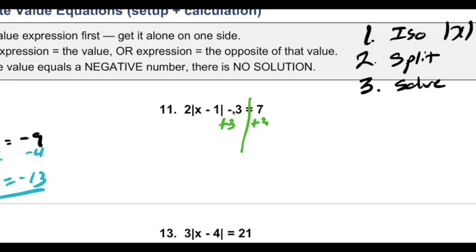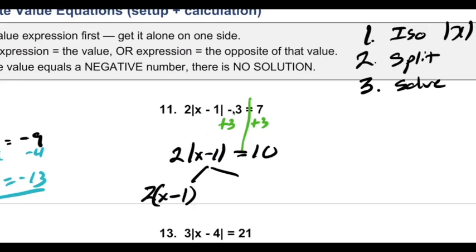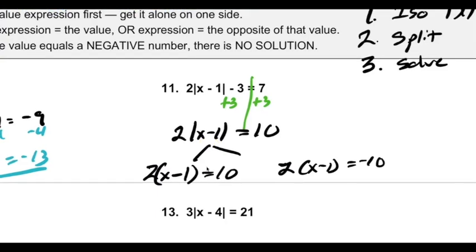Plus 3 plus 3, I get 2x minus 1 is equal to 10. And then I'm gonna split it here. It's just easier. So 2x minus 1 is equal to 10, and 2x minus 1 is equal to -10. Now again, it's a little nicer if you just divide by 2 first. It makes it a lot easier. But people tend to freak out, so I just kind of do it here. Maybe the next one I'll do it the opposite way.